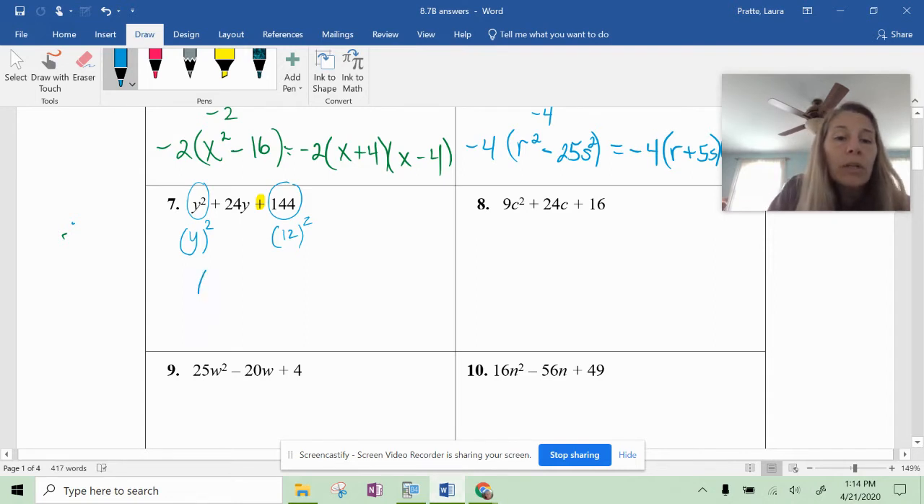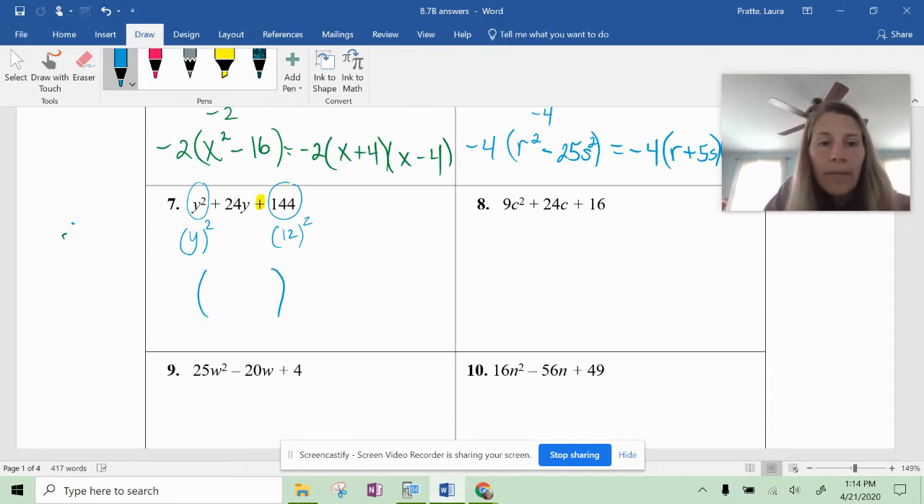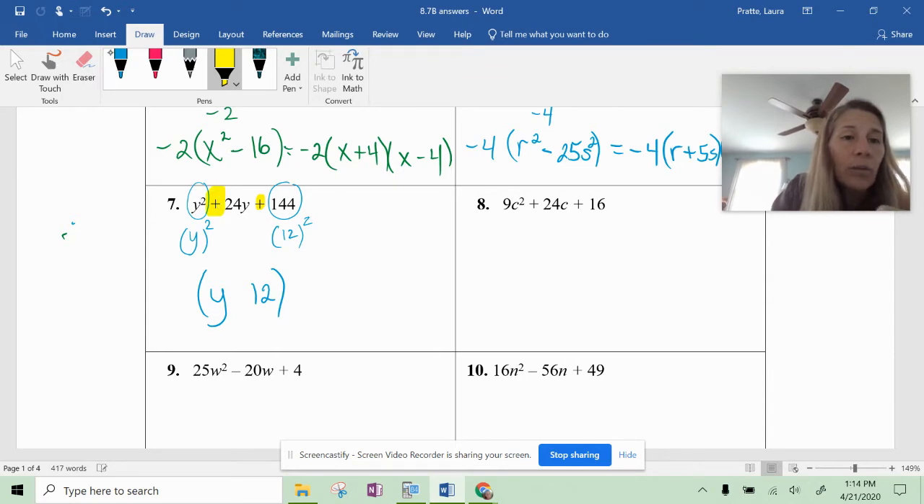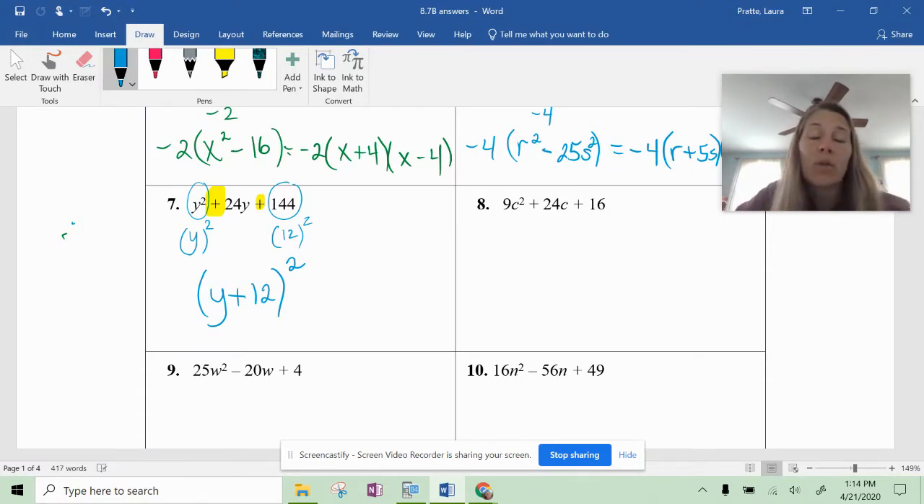And then what we're going to do is we're just going to write one parenthesis. We're going to put in that y. We're going to put in that root of 12. Whatever sign is here, which in this case is a plus sign, is going to go in the middle, and then you're just going to square it. So it'd be y plus 12 squared.